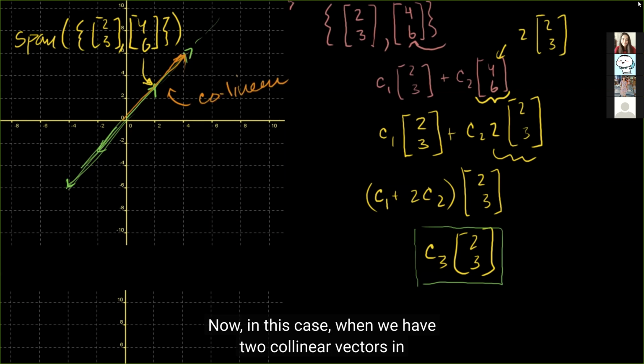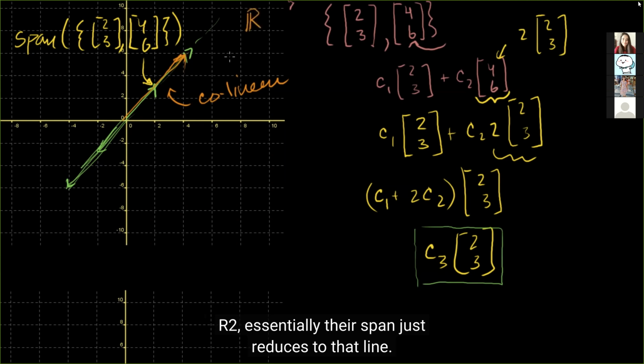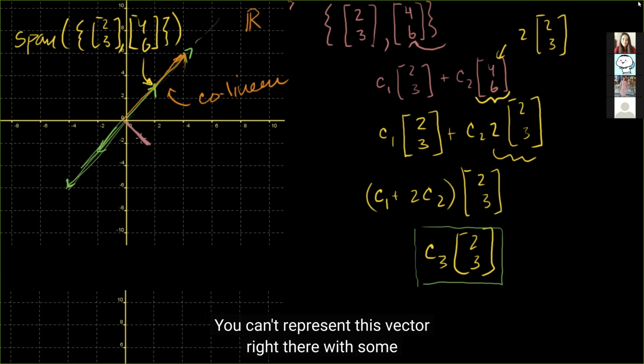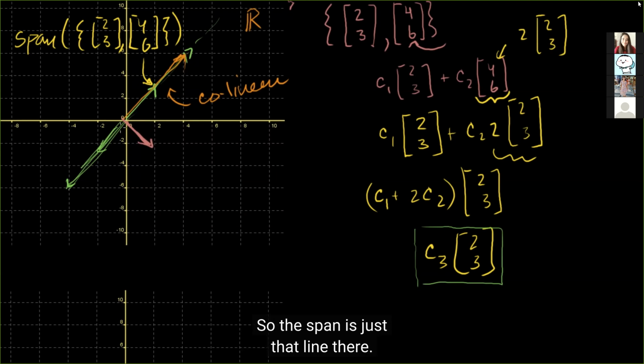Now, in this case, when we have 2 collinear vectors in R2, their span just reduces to that line. You can't represent this vector right there with some combination of those 2 vectors. There's no way to kind of break out of this line. So there's no way that you can represent everything in R2. So the span is just that line there.